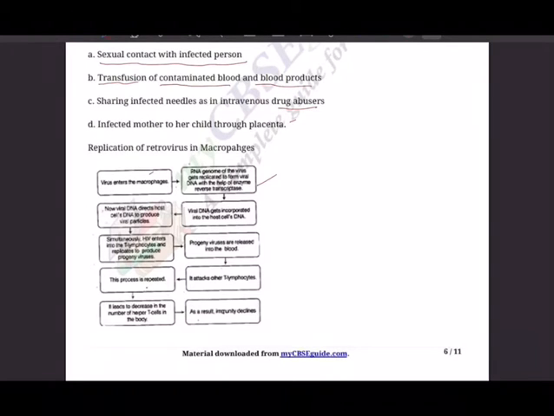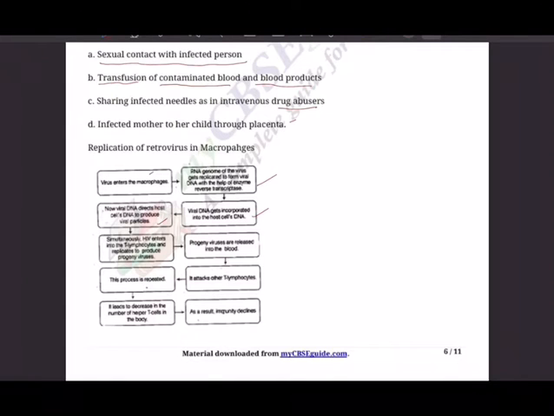And the viral DNA now gets incorporated into the host cell's DNA. So we can't really differentiate which is viral DNA and which is host DNA. And once this happens, the viral DNA directs the host cell's DNA to produce viral particles.